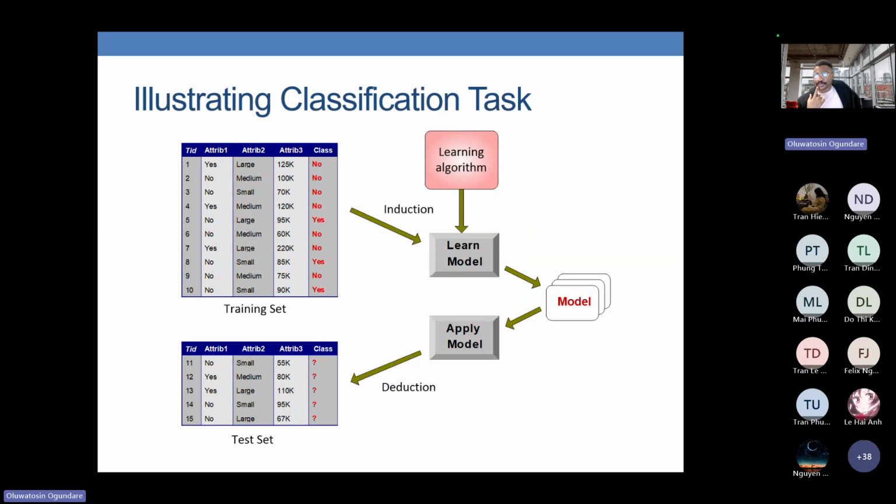We also know that you have to make at least 85K, right? Why do we know this? Because of number 3. Number 3 was no, small, but they were making 70K and they got their loan denied. And number 10 was also no, small, but the only thing that changed is they were making 90K and they got their loan approved. So we know that you need to make more than 70K. That's for sure, right? So yeah.